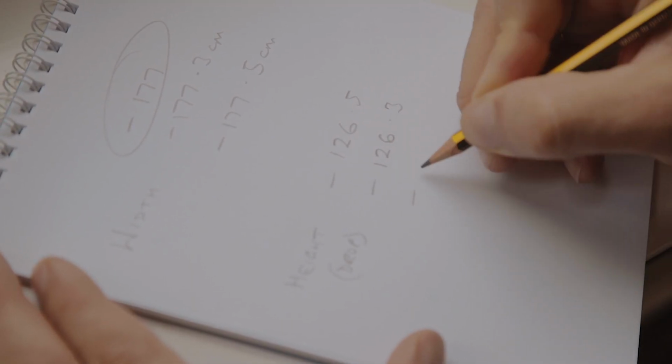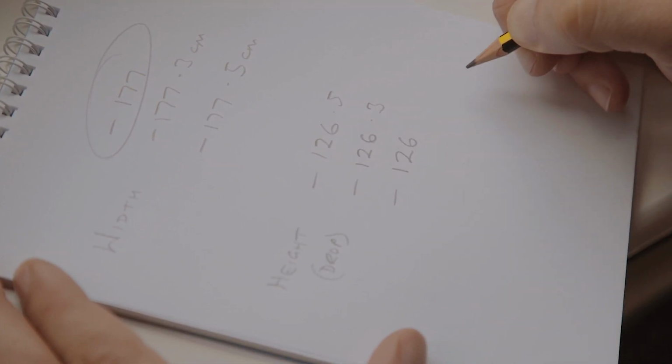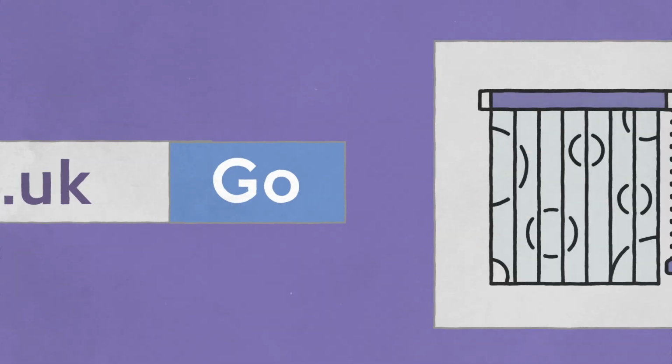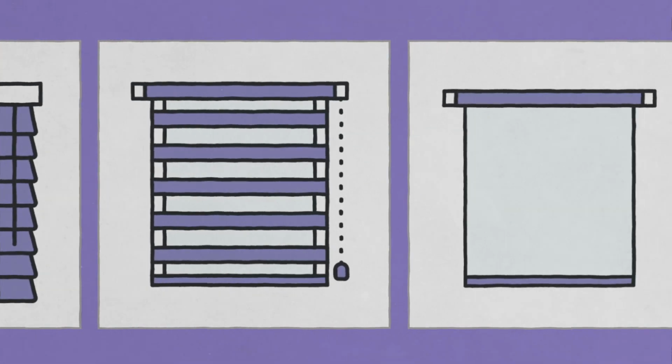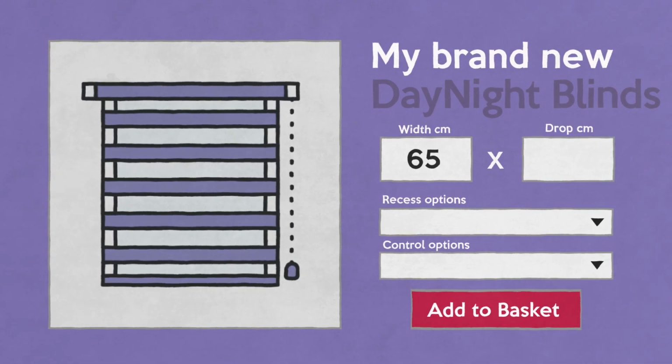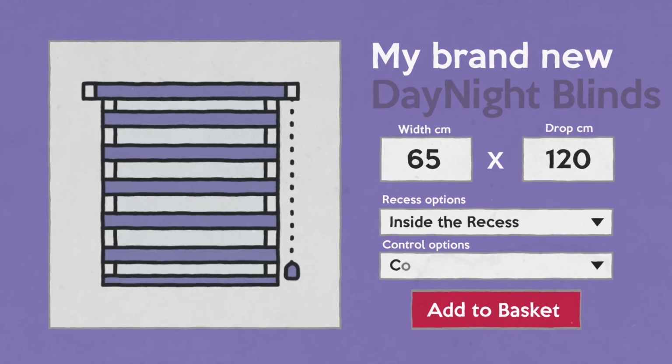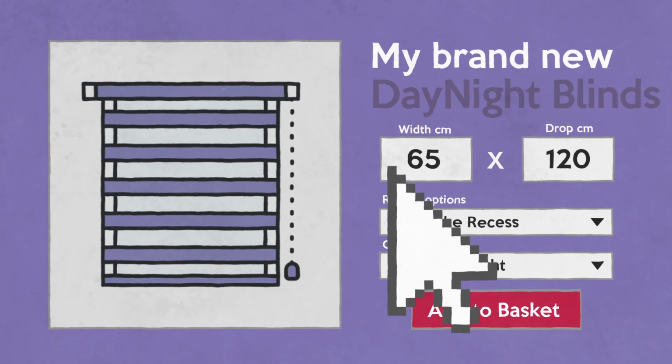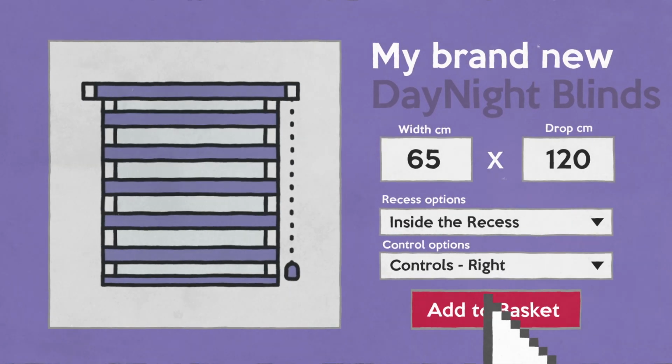We're going to use the smallest set of figures to ensure we get a consistent fit along the entire recess of the window. All that's left to do is to head over to the website, select your choice of blind from our wide range of styles and colours, and enter your measurements. Don't forget to select whether you need inside or outside the recess blinds, and which side you would like to put the blinds controls on.